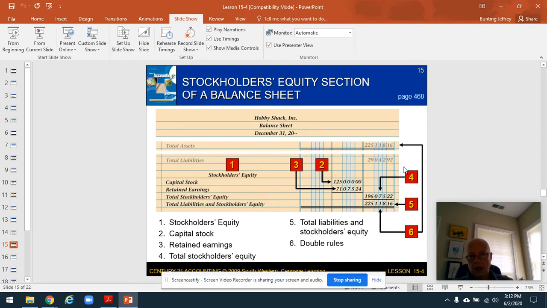So that, ladies and gentlemen, is how we do the balance sheet. So we're looking at our assets. Okay, then we got our liabilities. So we add 29,000 to 196.07, and we get the value of all our assets, which is 225,118 and change. So this plus this has to equal this, and here it does.